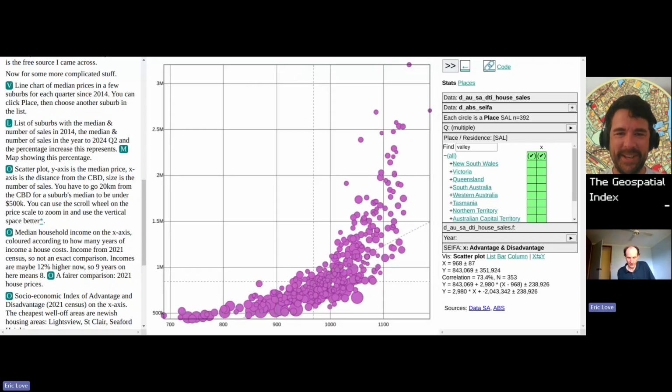Okay, now I've taken out the... So I mean, the small ones, where there's only one or two sales, they were small spots anyway, so you could see that they were small. But now those outliers are gone.